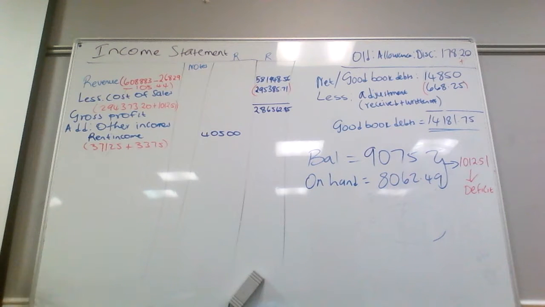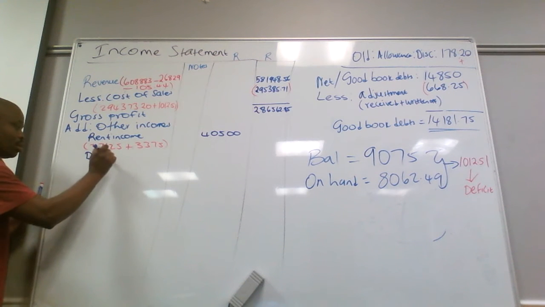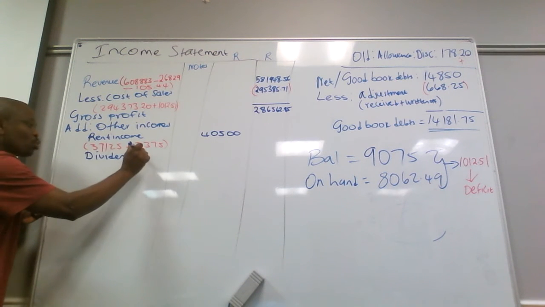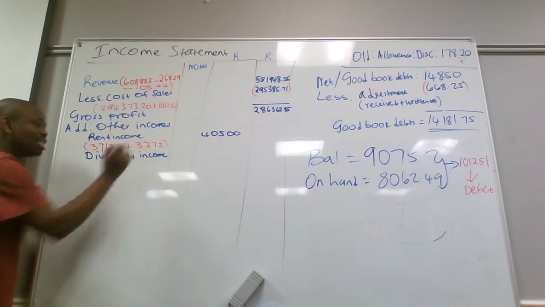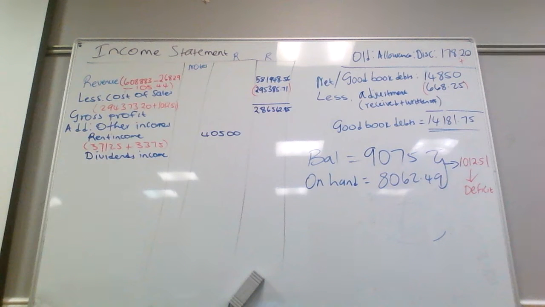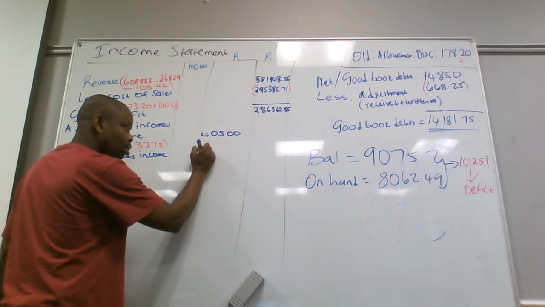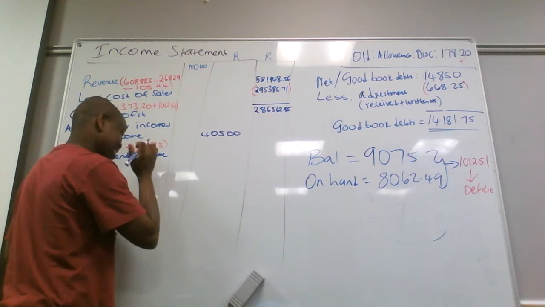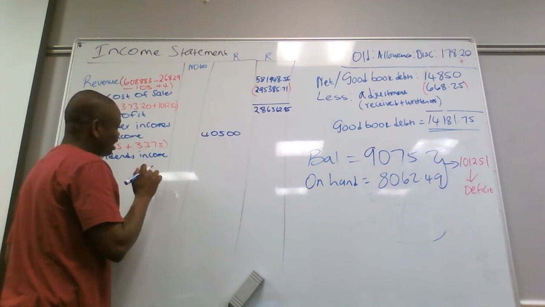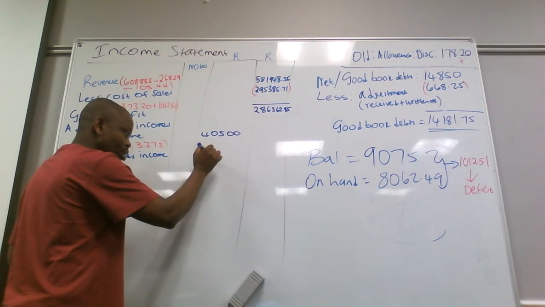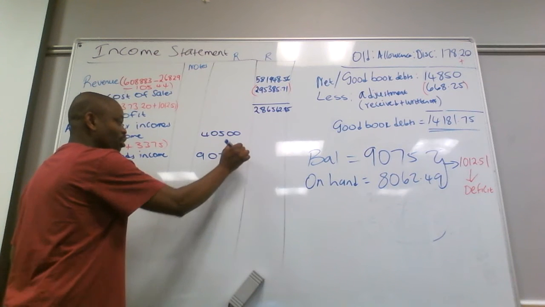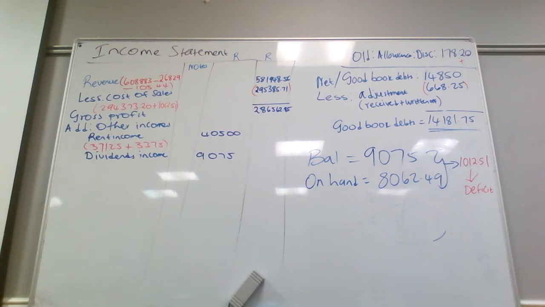Let's use the list. Dividend income. At the same time, please, let's not waste time. Go and find any information about the dividend income. Okay, give me the amount as it is. How much? 9075. Thank you very much for adjusting.